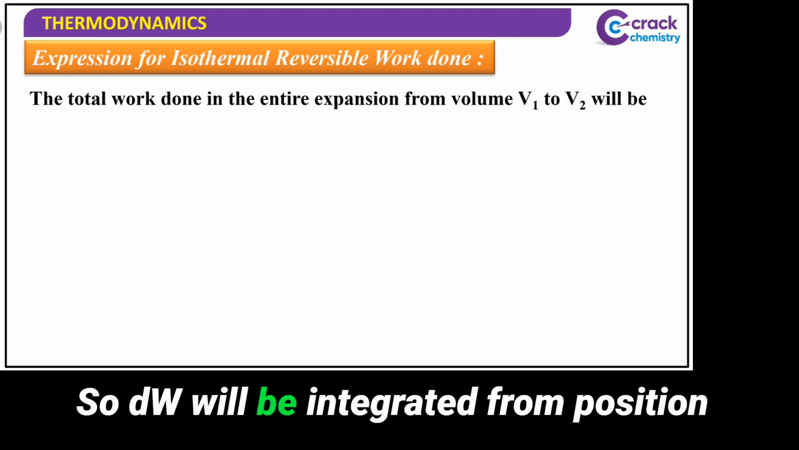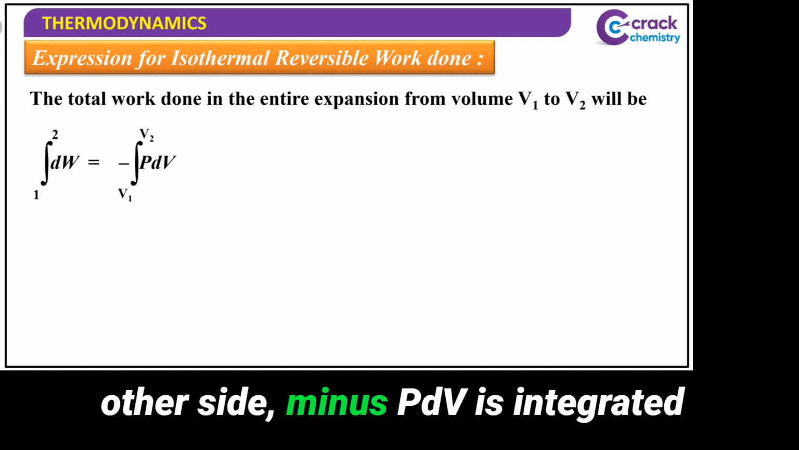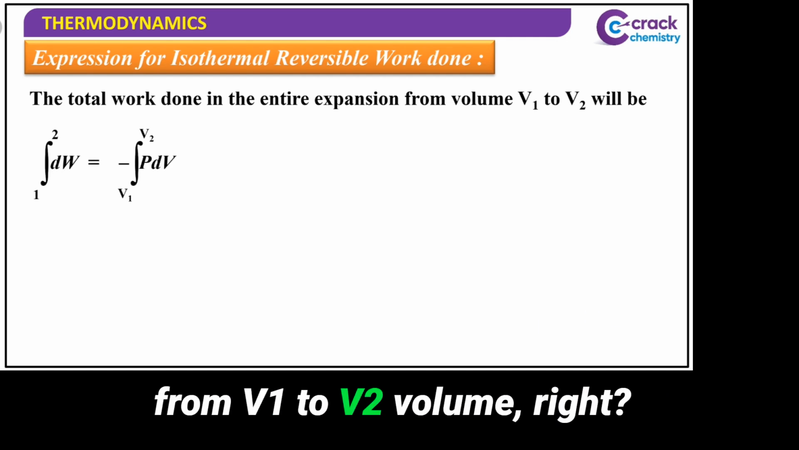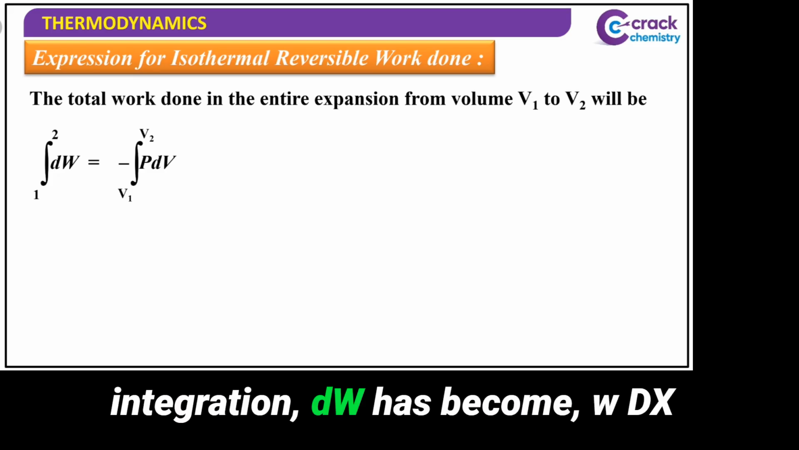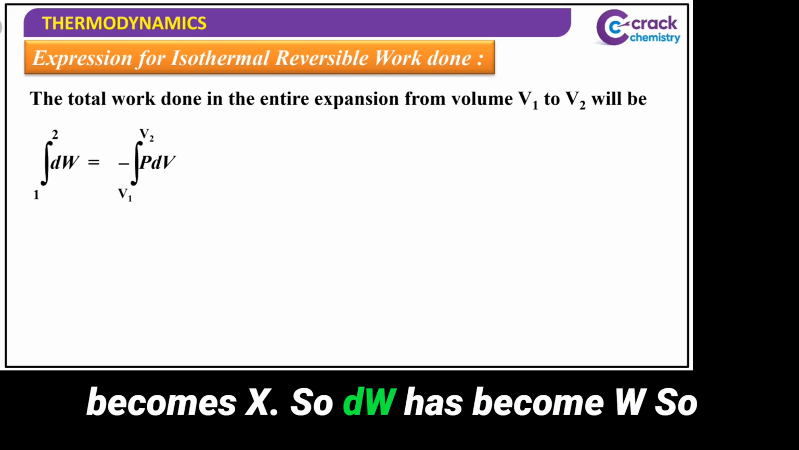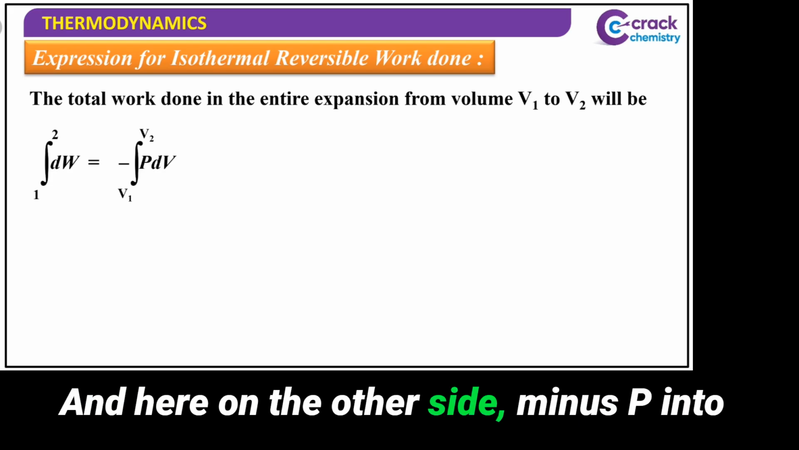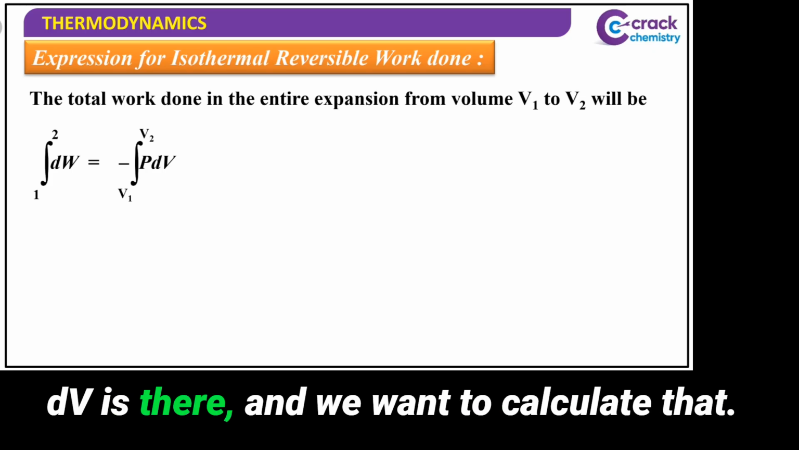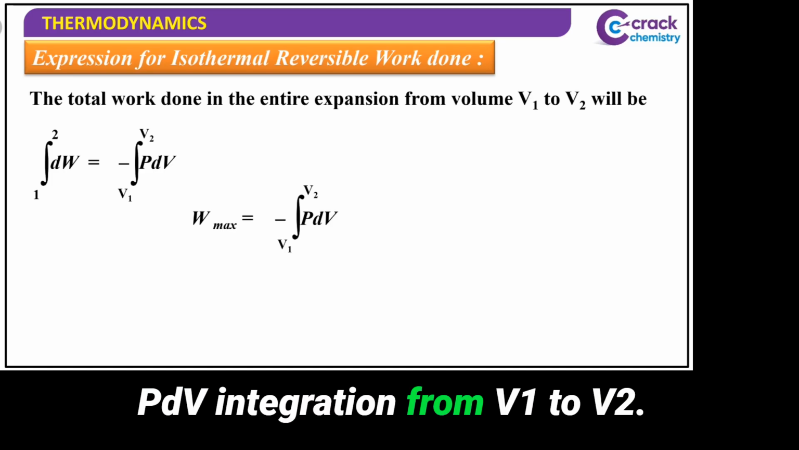So dW will be integrated from position 1 to 2, and on the other side, minus P dV is integrated from V1 to V2 volume, right? After integration, dW has become W, just as dx becomes x. So we are calculating the maximum work done, and on the other side minus P dV is there. So maximum work done is minus P dV integrated from V1 to V2.